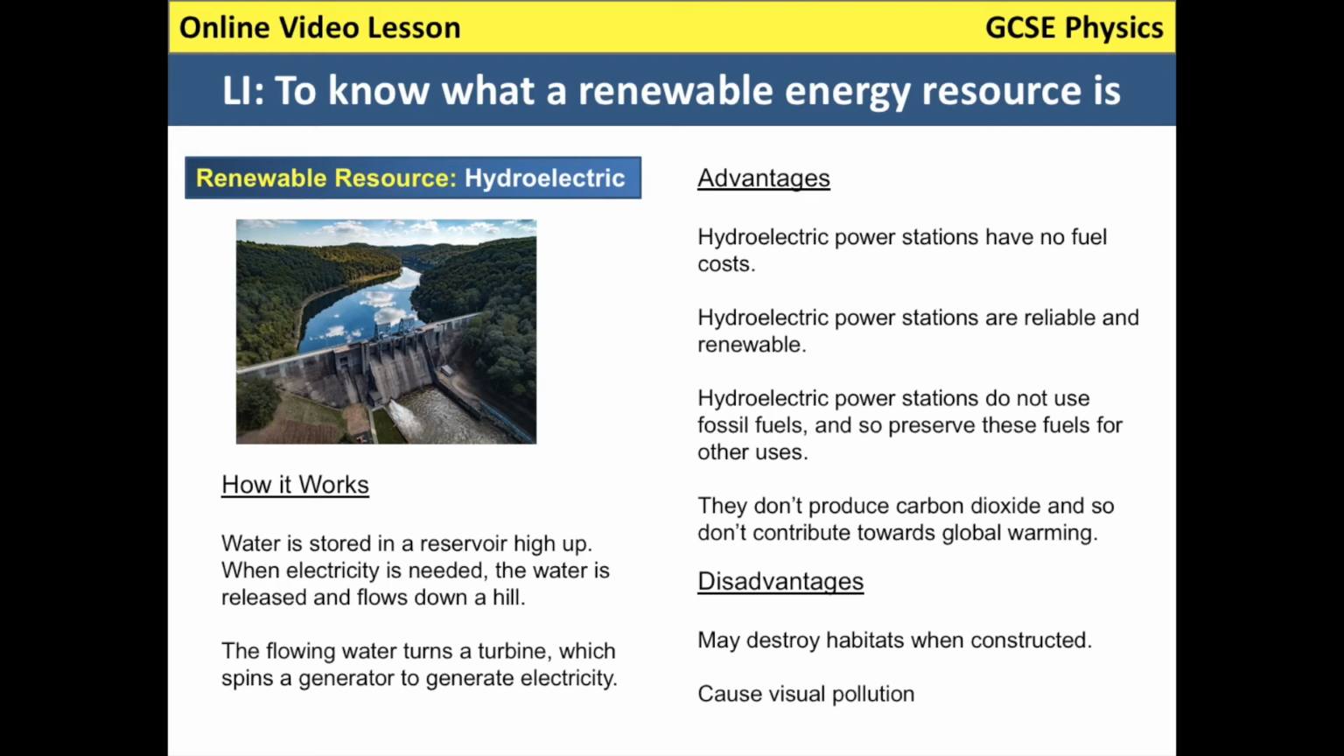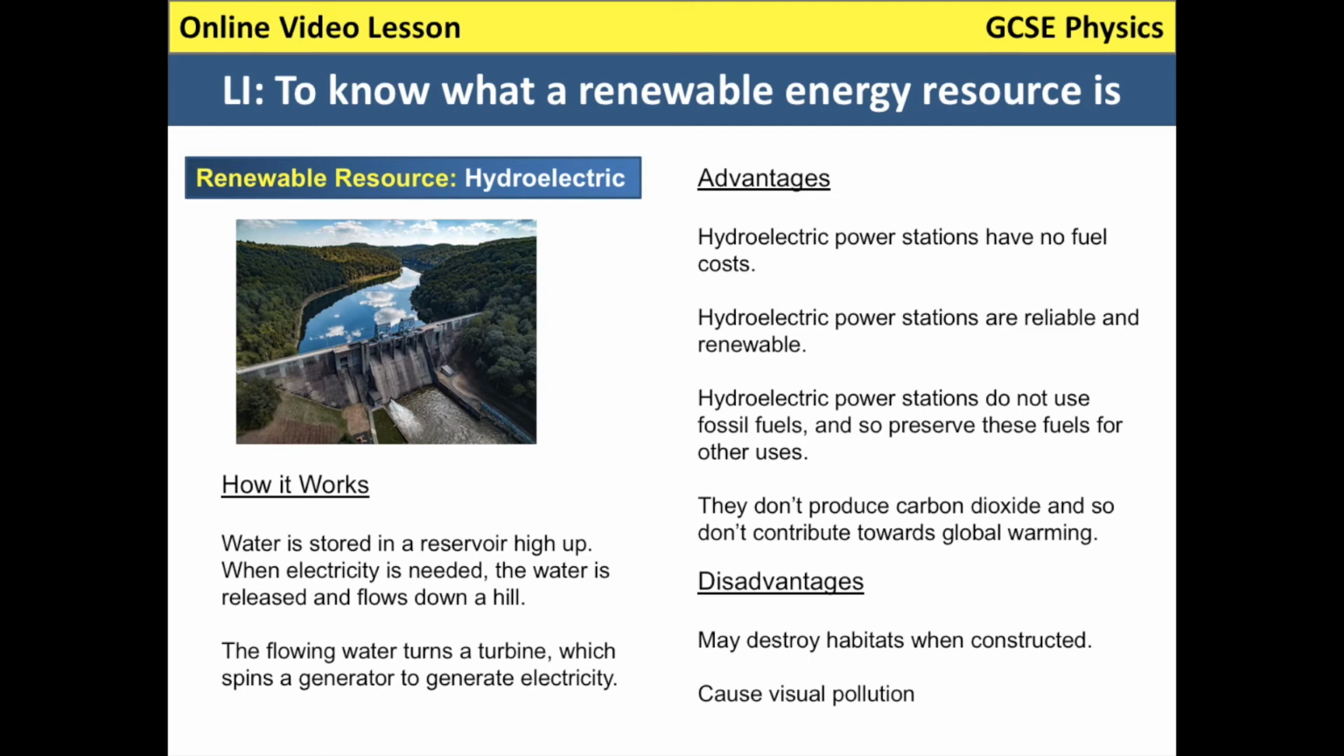Now the advantages of this is again that there are no fuel costs whatsoever. Of course that water ends up in the reservoir just simply from natural rainfall. Hydroelectric power stations are reliable and they are renewable. They're reliable because they are not dependent on the weather, or not really dependent on the weather anyway. Obviously if you have an incredibly dry spell then it's possible that the water in the reservoir may run out, but we should be pretty confident that we can class them as being reliable. They're certainly more reliable than some of the other sources that we're going to look at. And of course it is renewable because the fuel is never going to run out.